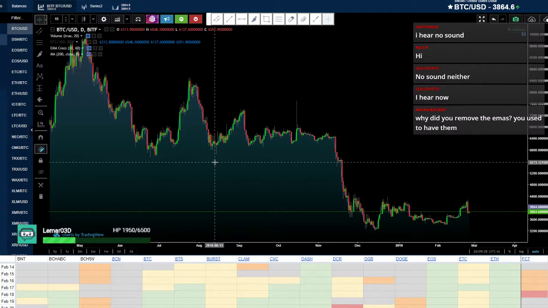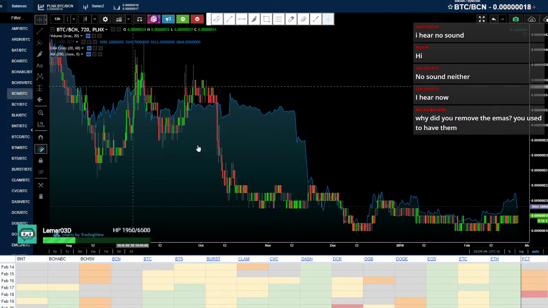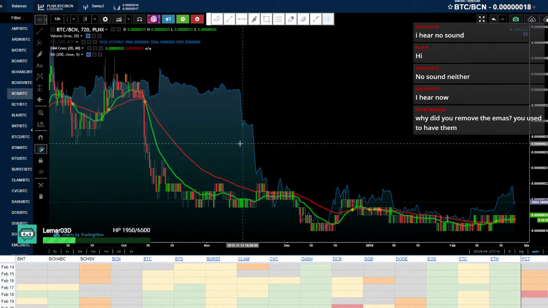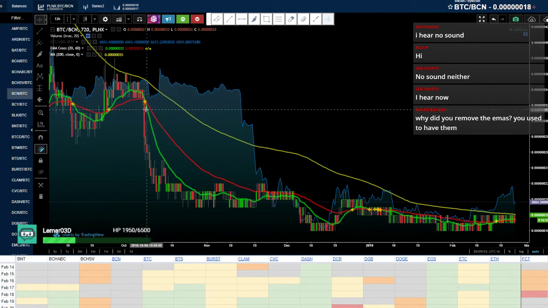Let me take a look at the chat. Why did you remove the EMAs? You used to have them. Oh, I probably didn't intentionally remove them. I just haven't turned them on. So I have them here. There's the 60-20 EMAs, and here's the 200 period EMA. That's just a regular moving average. I didn't make it an EMA.